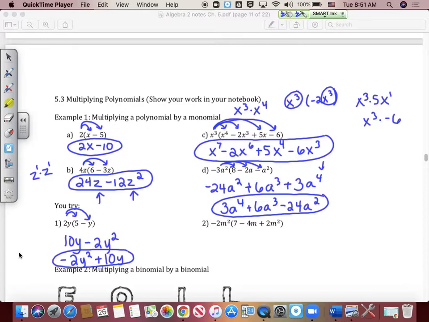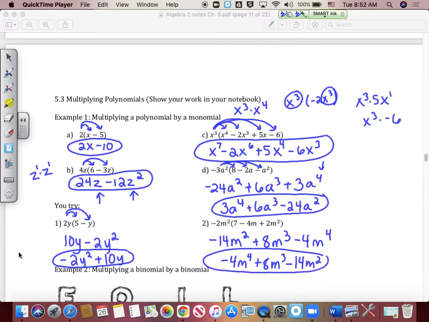And then the last one, negative 2m squared times 7 would be negative 14m squared. Negative 2m squared times negative 4m will be a positive 8m to the third power. And then negative 2m squared times a positive 2m squared will be a negative 4, since negative 2 times positive 2 is negative 4, m to the fourth power. And then putting this in standard form, the largest exponent is the m to the fourth. So that is a negative 4m to the fourth power. And then the next one is 8m to the third power. And then minus 14m squared. That would be the final answer in the correct form.